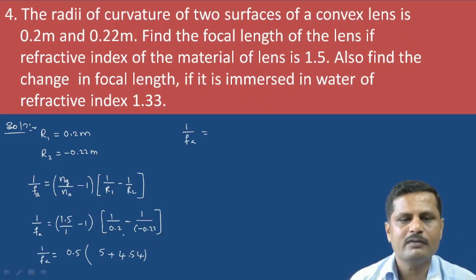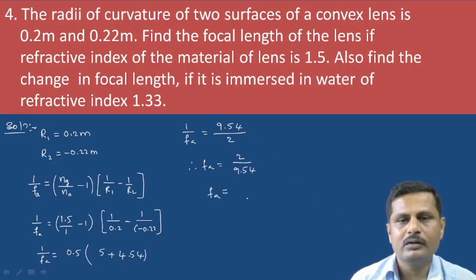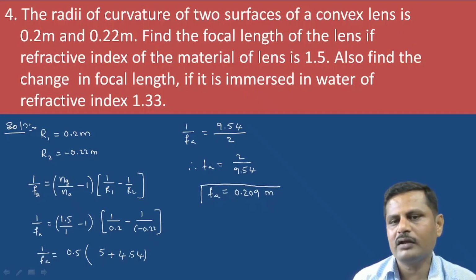So 1 by Fa equals 5 plus 4.54, which equals 9.54, multiplied by 0.5, which can be written as 1 by 2. So we can write 9.54 divided by 2. So Fa, that is the focal length of the lens when it is in the air, equals 2 divided by 9.54, which is 0.209 meter. This is the focal length of the lens when it is in the air.